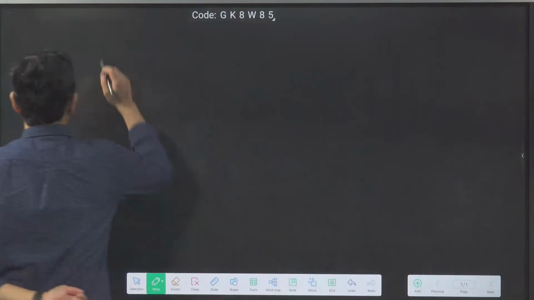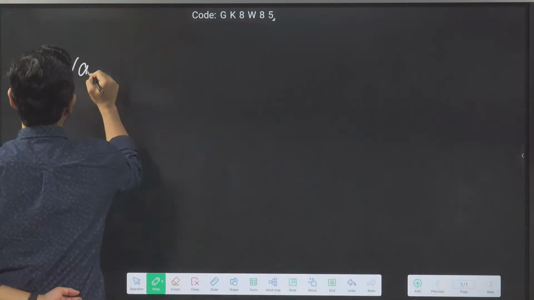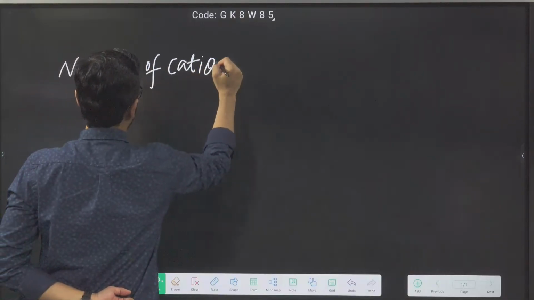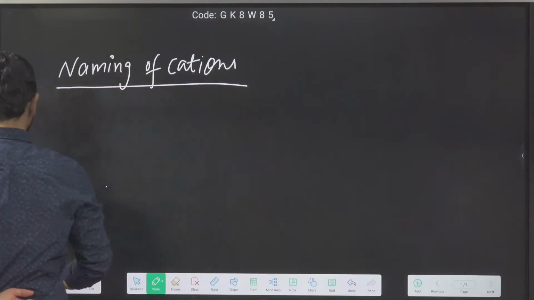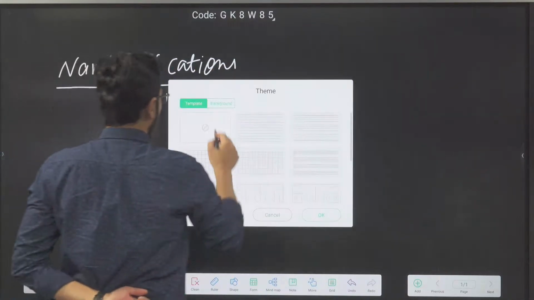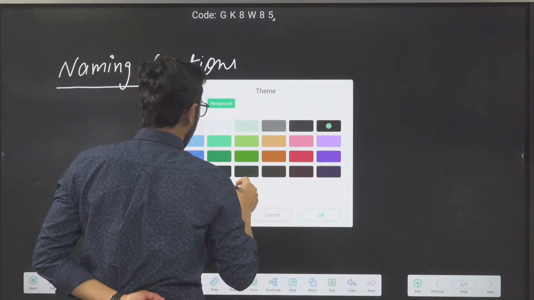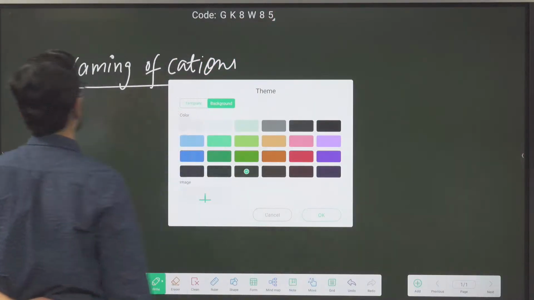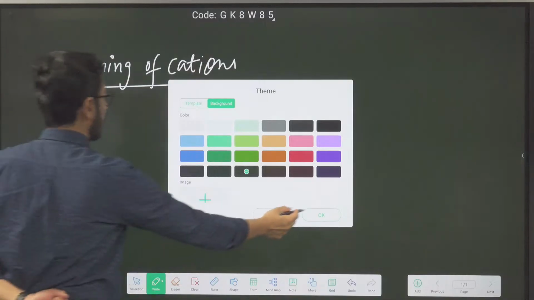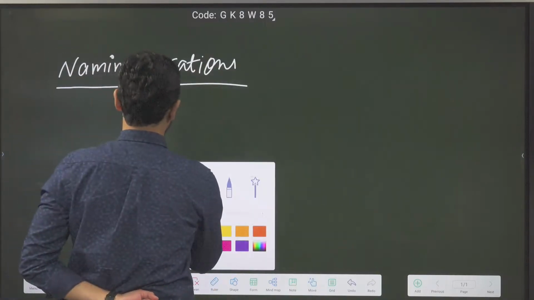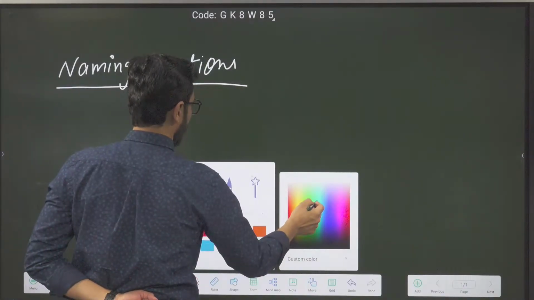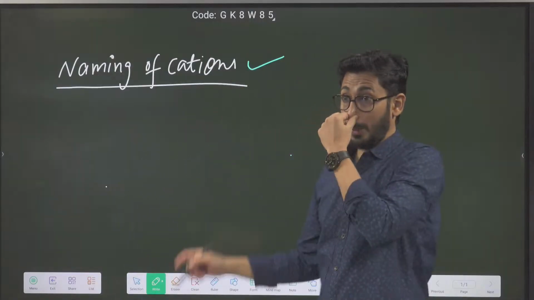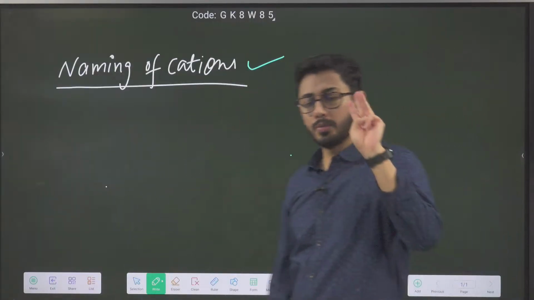So in the last lecture, we have done up to which part? We have discussed naming of cations. Okay, last lecture we have discussed up to naming of cations. Naming of cations with three terms we have discussed.